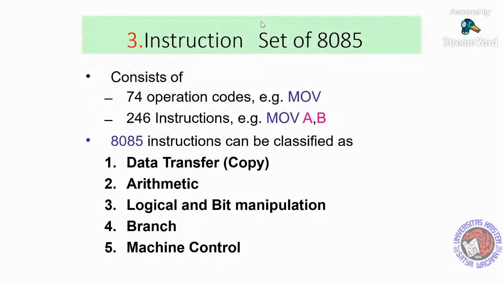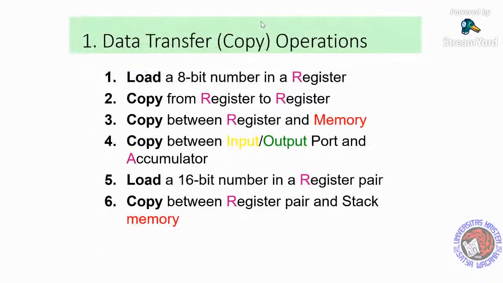Instruction code, MOV A,B, and so on and so forth. 8085 instructions can be classified as data transfer, arithmetic, logical and bit manipulation, branch, and machine control. For example, data transfer: load 8-bit memory to register, load an 8-bit number in the register, copy between registers, copy between register and memory, copy between input output port and accumulator, load a 16-bit number in the register pair, copy between register pair and the stack memory.